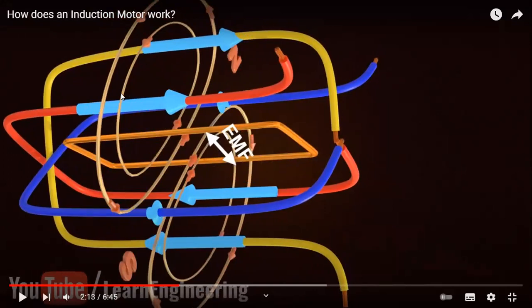Because of the rotating magnetic field, listen to me very carefully, according to Faraday's law, an EMF is induced in this coil, because we put the coil in the rotating magnetic field, and this coil represents nothing but the rotor coil.